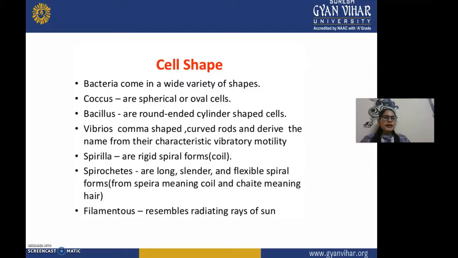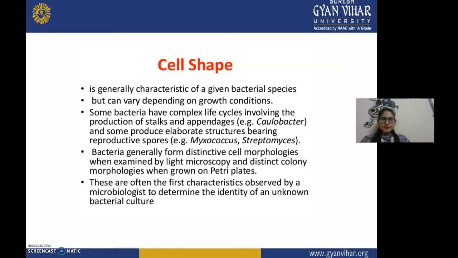Now, bacteria come in a wide variety of shapes. Cocci are spherical or oval shaped, and bacilli are rod-shaped, cylindrical cells. Vibrios are comma-shaped, curved rods, and derive the name from their characteristic vibratile motility. Spirilla are the rigid spiral forms, and spirochetes are the long, slender, and flexible spiral forms. Then we have filamentous forms also. They resemble radiating rays of the sun.